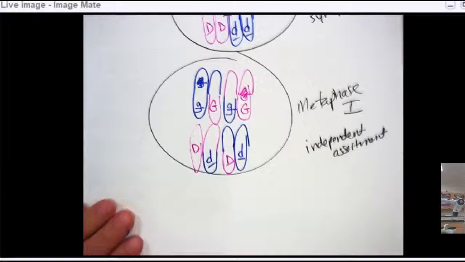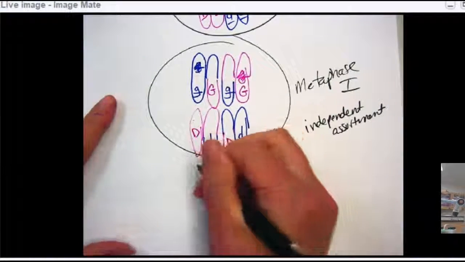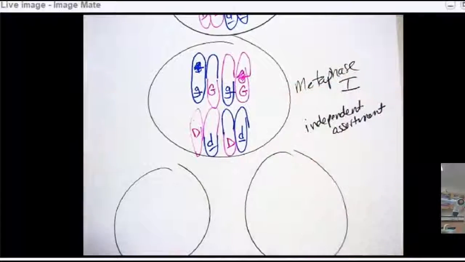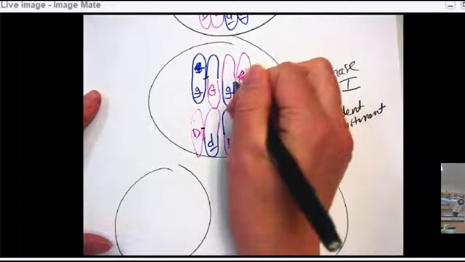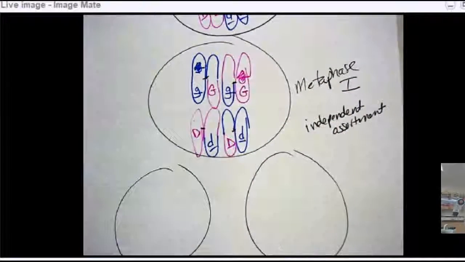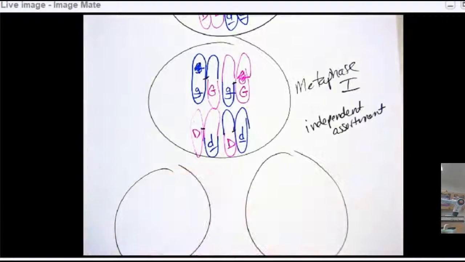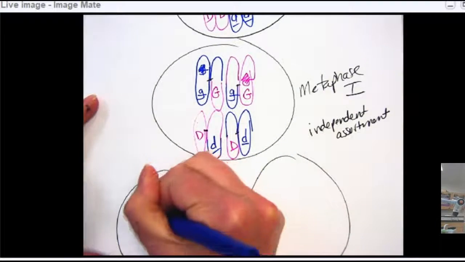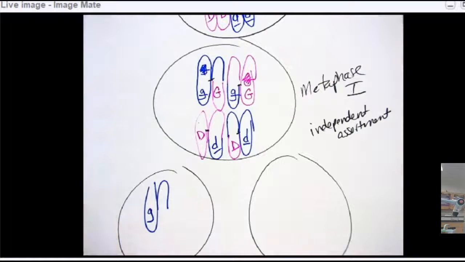So when we go through our first division after anaphase, we will get 2 new cells. These are still sisters. Sisters stay together. Sisters before misters. But the homologous chromosomes separate. So what would that look like?